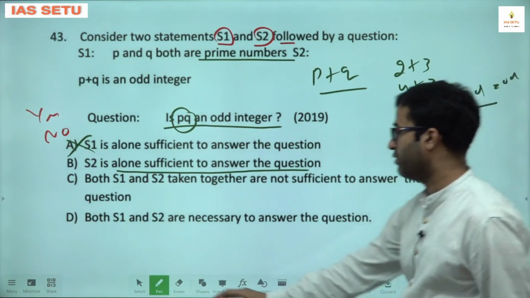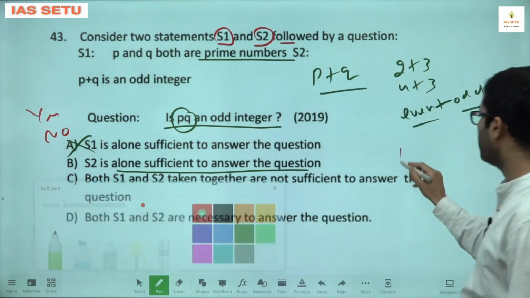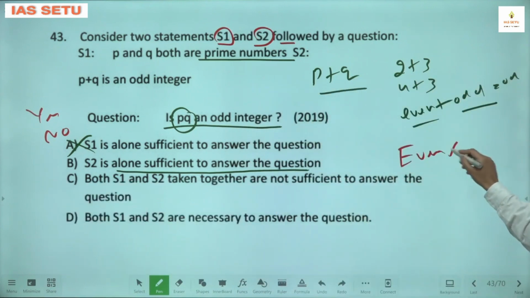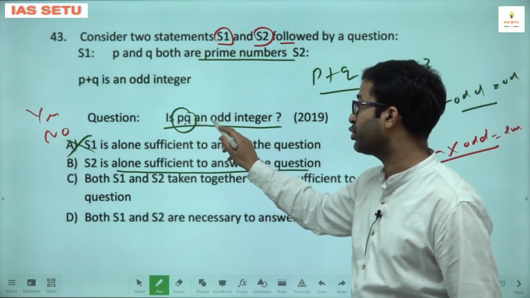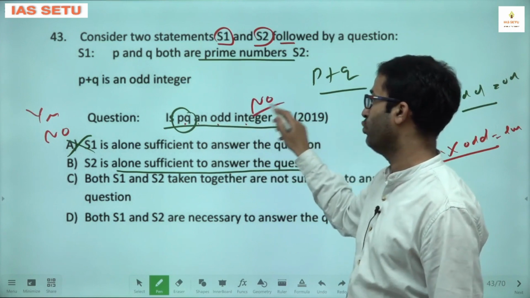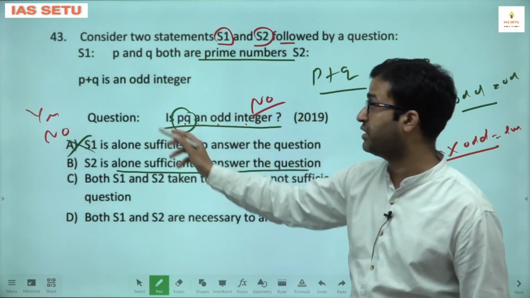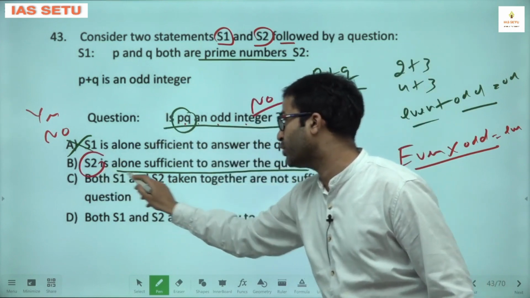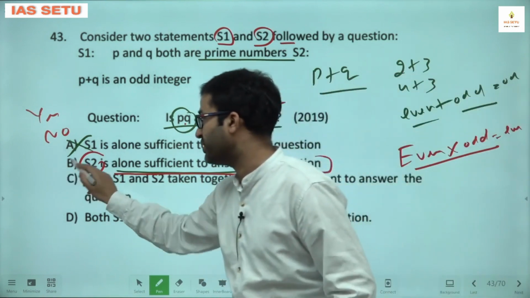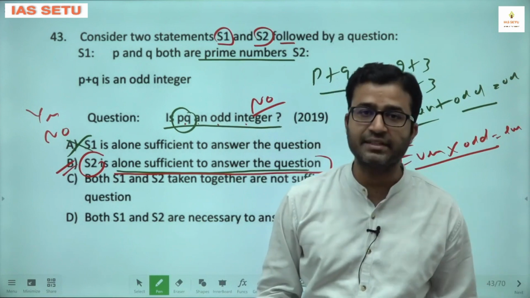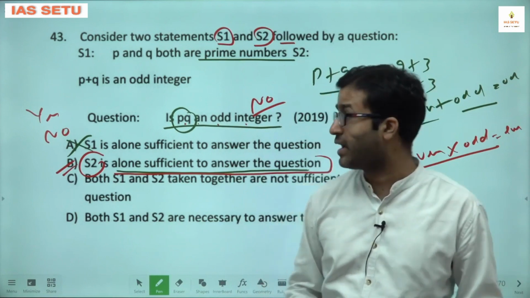So here when you take one even number and one odd number, their multiplication is always even. So is P and Q an odd integer? No, because it is coming even. So statement 2 is alone sufficient to answer the question? Yes. So the answer is B. The answer is no, but it is clear cut.